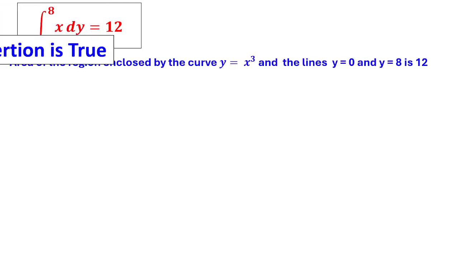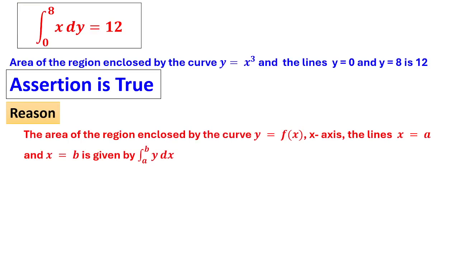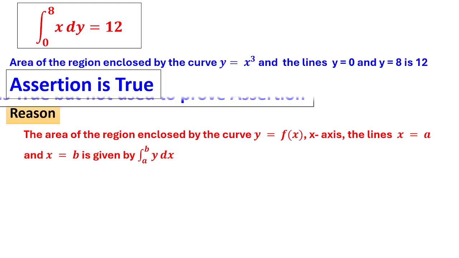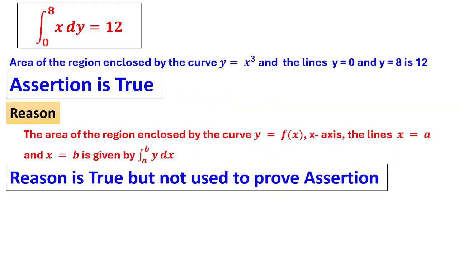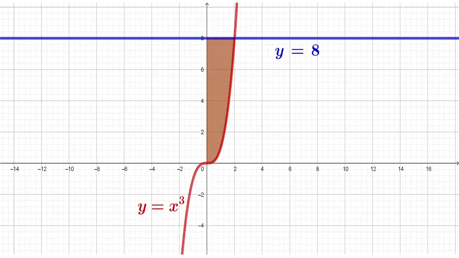Therefore, the assertion is true. But you see, the reason is given, but it is the formula for the other case, that is the area enclosed by the curve y is equal to f of x and the x-axis. Therefore, the reason is actually true, but it is not used to prove the assertion. Therefore, both A and R are true, but R is not the correct explanation of A. Fine. Now, let us try to visualize the graph of it because it may be asked in the exam for 2 marks.